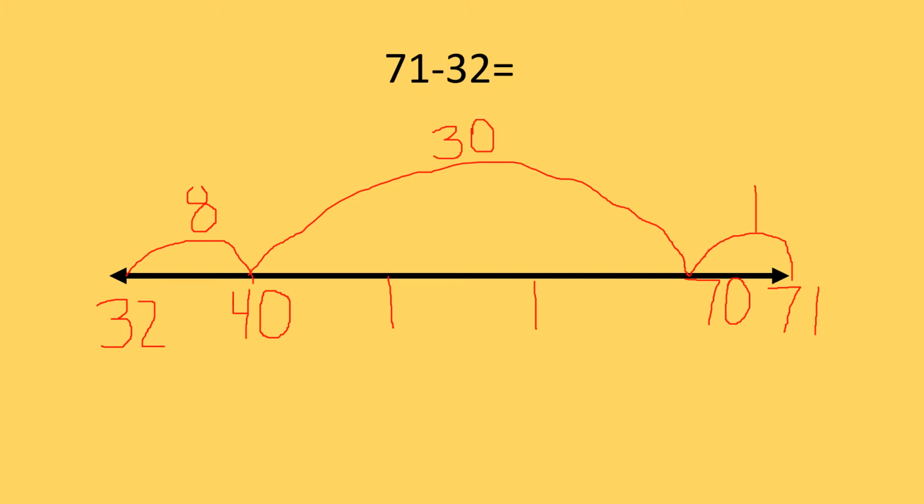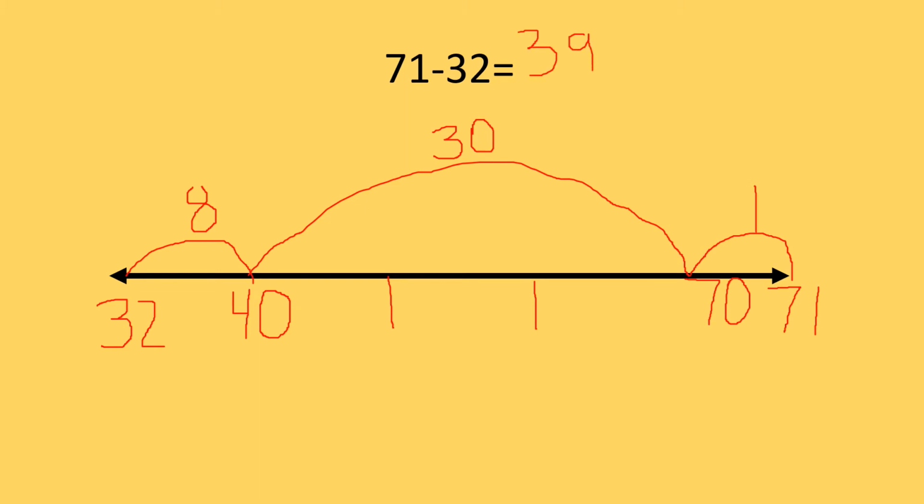Pretty easy, awesome possums. So now let's go ahead and add. 8 plus 30 is 38, plus 1 is 39. So 71 minus 32 is 39.